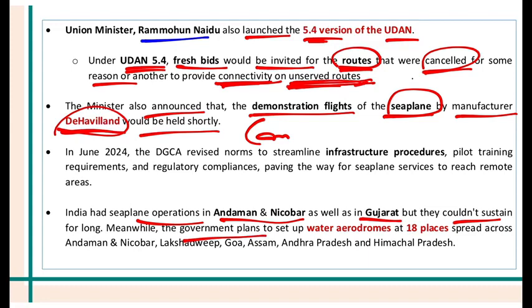Now the government of India also plans to set up water aerodromes at 18 places in different states or union territories like Andaman Nicobar, Lakshadweep, Goa, Assam, Andhra, Himachal. 18 water aerodromes will be set up at 18 places in India. So Udan, we had Udan 1, Udan 2, Udan 3, Udan 4, Udan 5. Now Udan 5, we then have Udan 5.1 and Udan 5.2. Udan 5.1 was for helicopters. Udan 5.2 was for small aircraft, which are less than 20-seater aircraft. And now we have Udan 5.4. So do remember that, right?